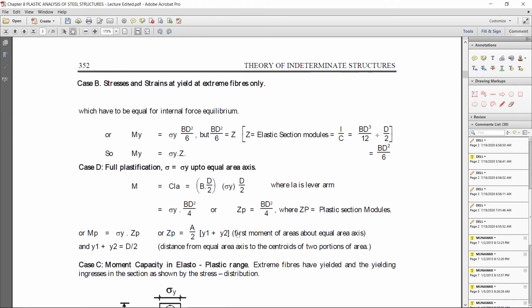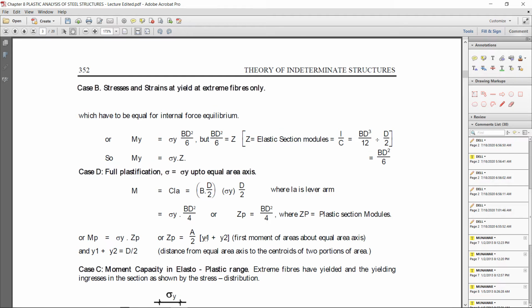Okay, you can put the value. Y1 is d by 4 plus y2 again d by 4. So the total resultant from a by 2 into d by 4 plus d by 4, the plastic sectional modulus will be same, that is b d square by 4. Okay, you can also determine by this formula, that is the first moment of area about the equal area axis.